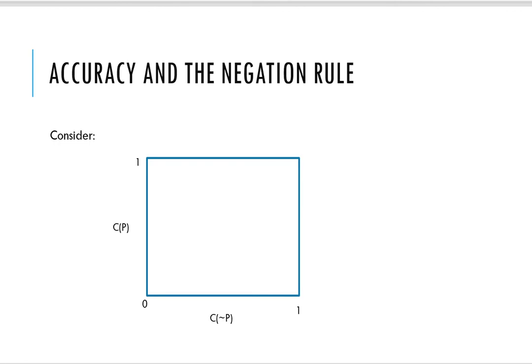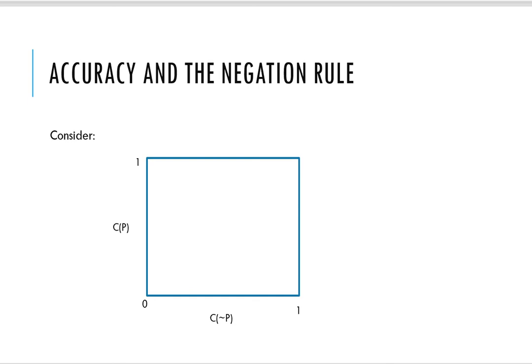So, suppose we have a proposition P and its negation not P. Now this square here represents different credences we could assign to P and not P. I'm going to assume we just assign credences between 0 and 1, because we've already ruled out the cases where you assign credences that are negative or greater than 1, since in those cases you're going to be accuracy dominated.